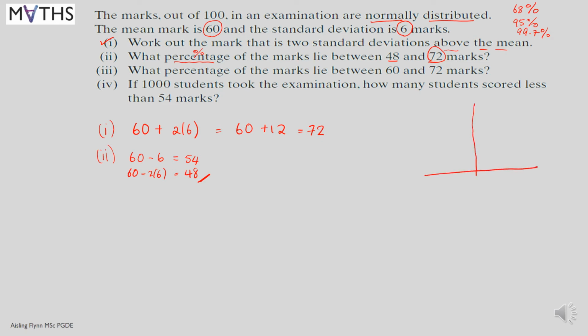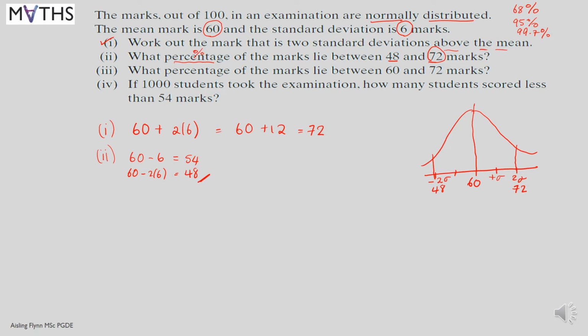You don't need it though. So normal distribution, our mean is 60. 2 standard deviations above is 72 and 2 standard deviations below is 48. So what figure do we use? The question said what percentage of marks lie between 48, 2 standard deviations below, and 72, 2 standard deviations above.